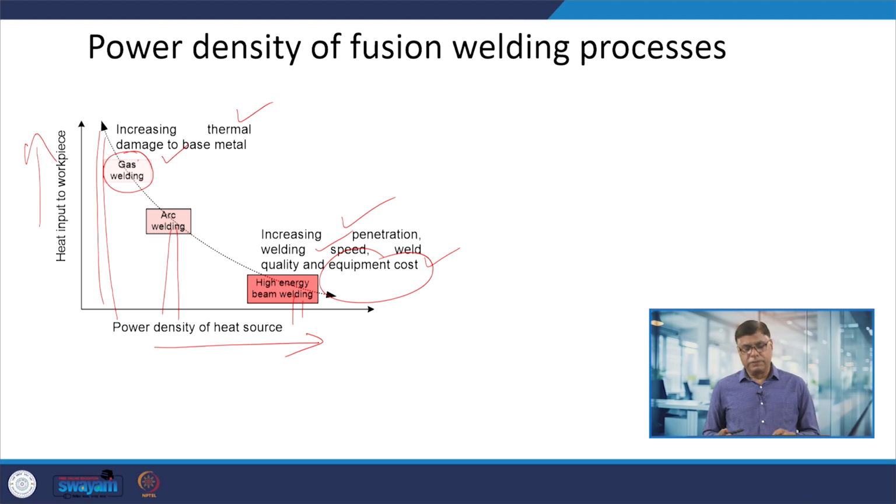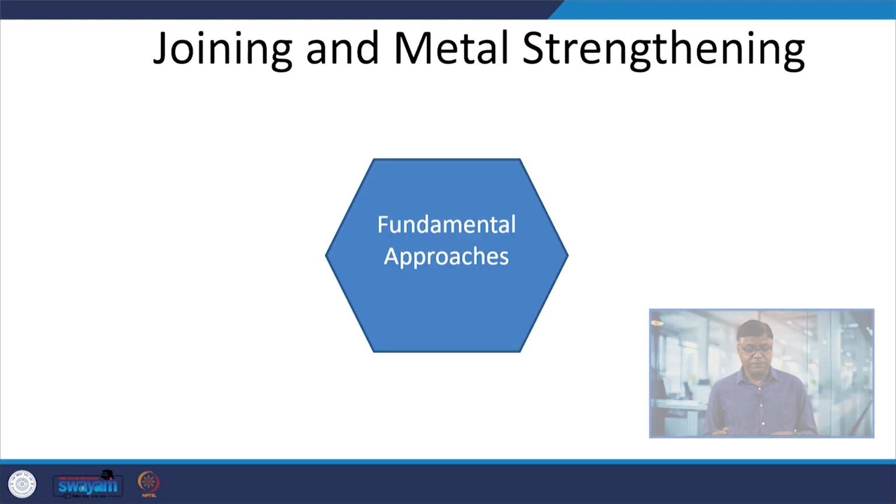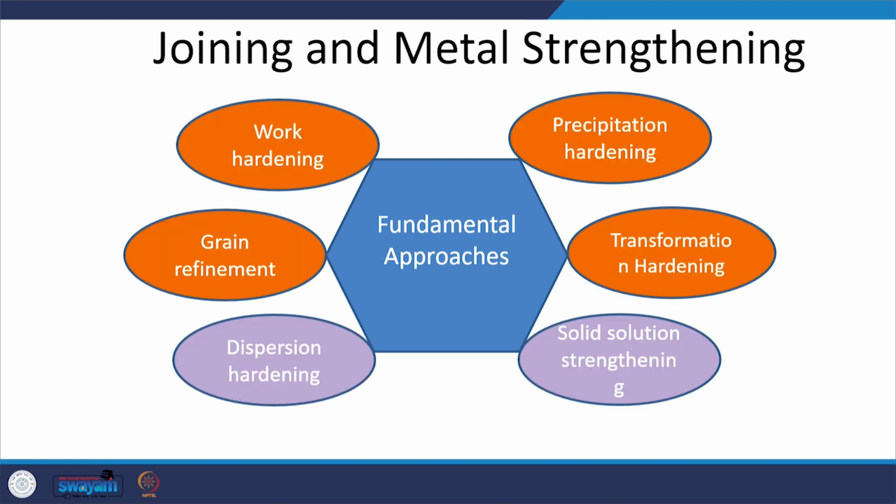Okay, so now we will see certain kinds of metal systems and the way by which they are affected by the heat. So, here, these are the 6 common metal strengthening mechanisms: work hardening, grain refinement, dispersion hardening, precipitation hardening, transformation hardening, and solid solution strengthening. So, if we see, when heat is applied for the welding purpose, the metals strengthened by dispersion hardening and solid solution strengthening are not much affected by the heat. But if the metal is strengthened by work hardening, grain refinement, precipitation hardening and transformation hardening, then these get affected by the heat application significantly.